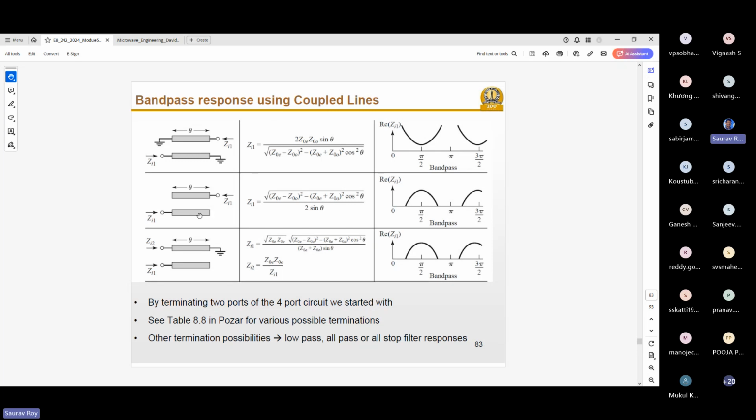And in the other case, when you have an open circuit instead of a short circuit, it behaves like a band stop. Using multiple defined combinations of open and short, not only band stop and band pass, you can implement low pass, high pass, all defined filters.